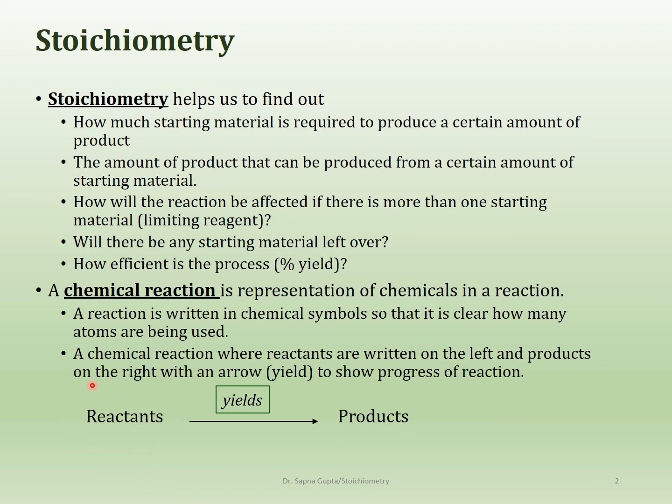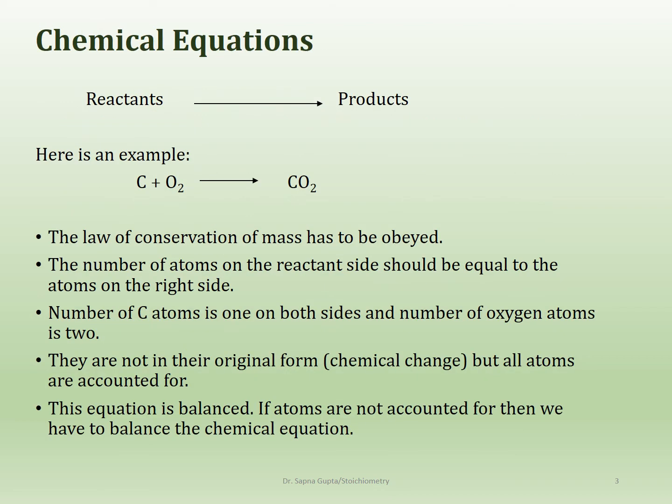You have reactants on the left side and products on the right side. This arrow over here indicates yield. We never have an equal sign over here because reactants are never equal to the products, because reactants are different than the products. If you have an equal sign, it means that the things on the left are equal to the ones on the right, which they are not. So you have to use an arrow for writing reactions. Chemical equations are the first thing to deal with when we deal with stoichiometry. So again, reactants, yield, products.